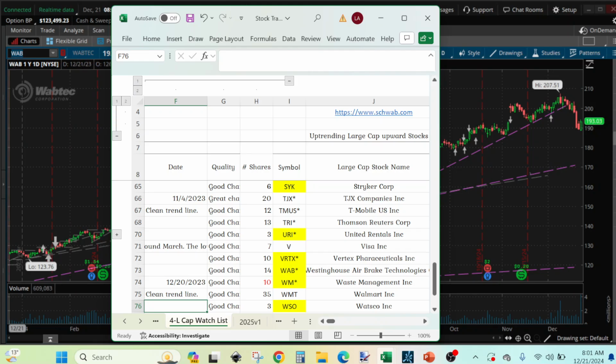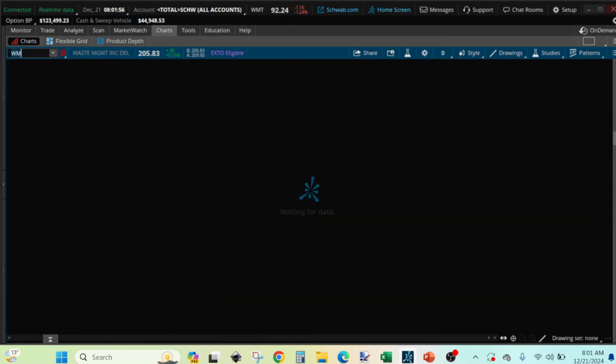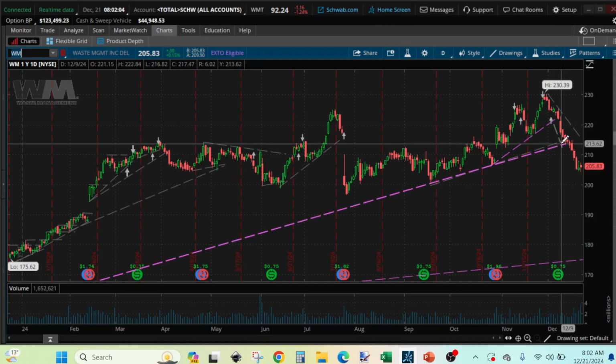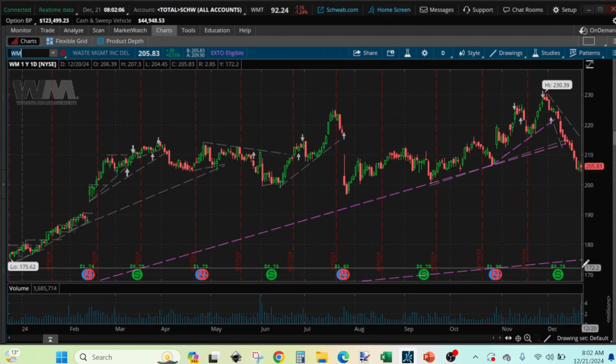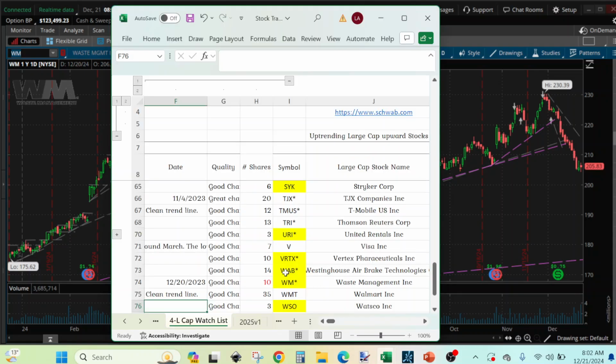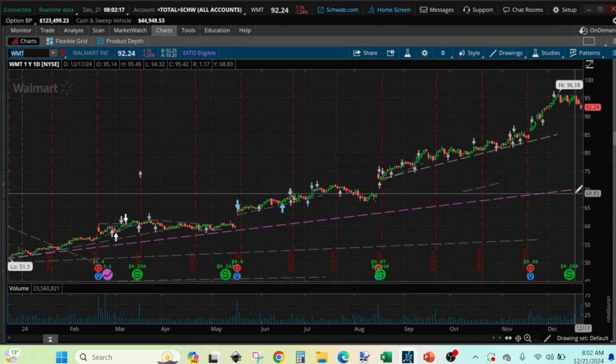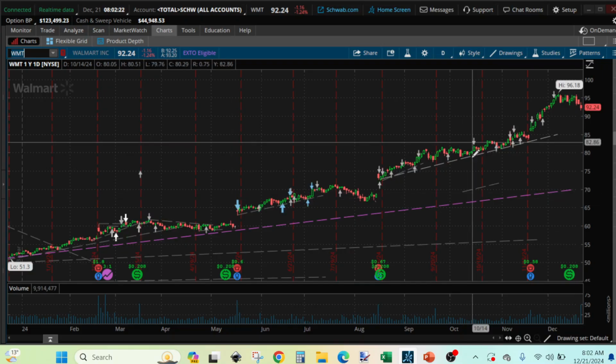So WM, we bought it somewhere there. It passed this, probably going toward this one. Okay, WMT, we like to buy here, so we can just wait. It has a clean chart as well. I think I just like those stocks when they are not fluctuating too much.